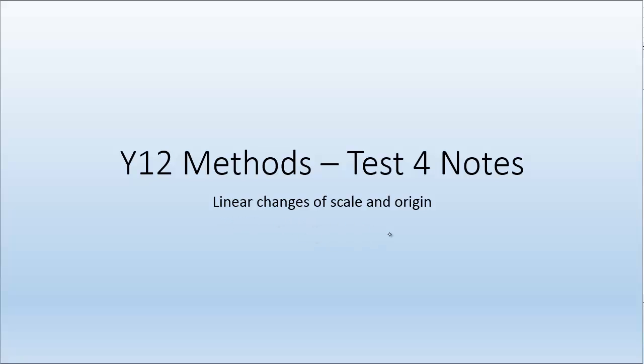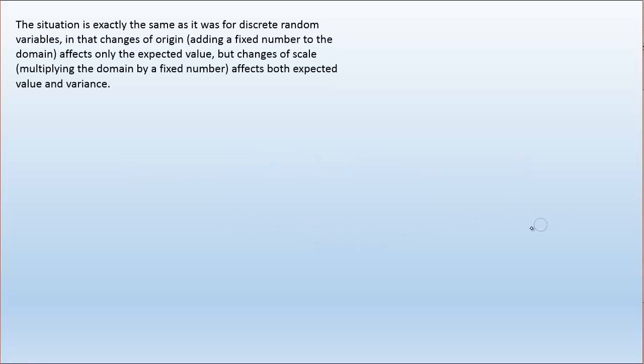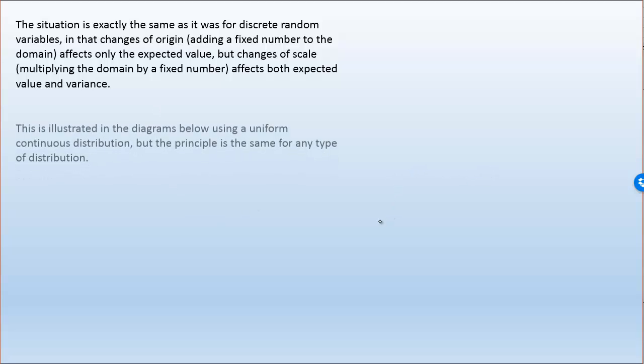Linear changes of scale and origin. The situation is exactly the same as it was for discrete random variables, in that changes of origin, that means adding a fixed number to the domain, affects only the expected value, but changes of scale, multiplying the domain by a fixed number, affects both expected value and variance.